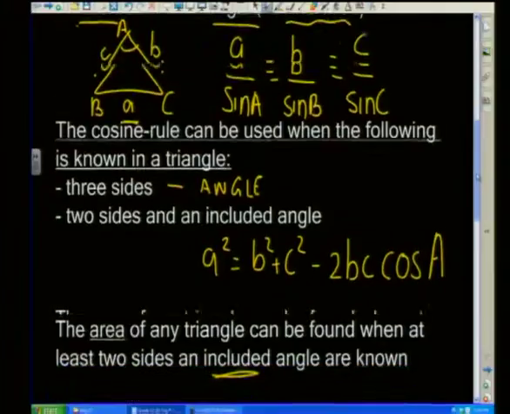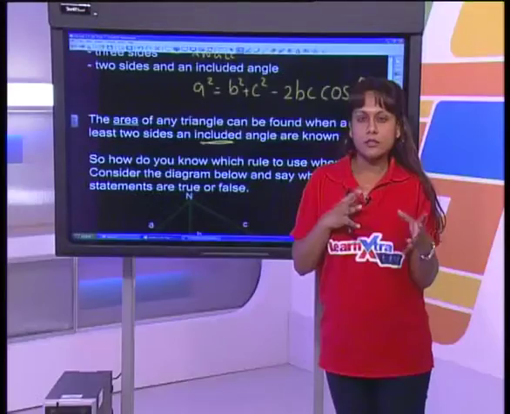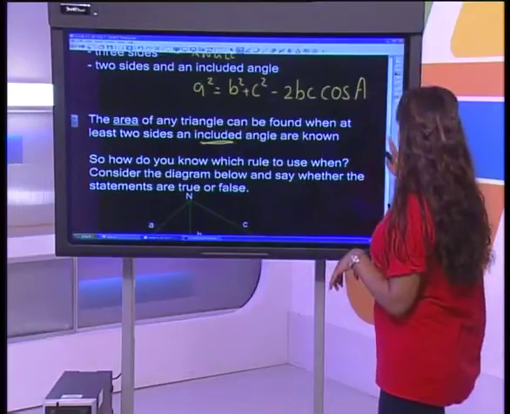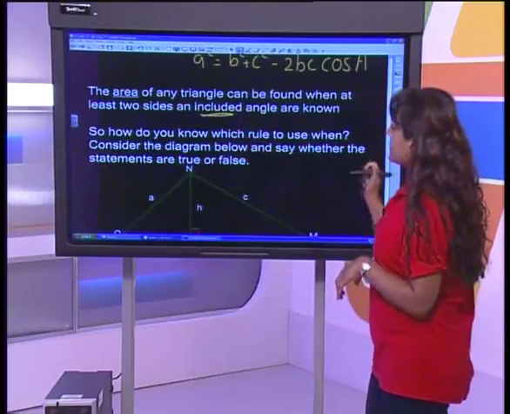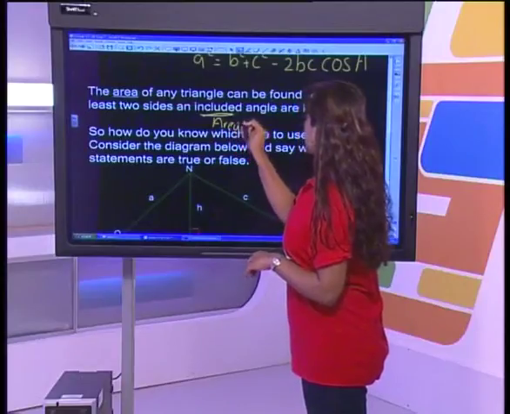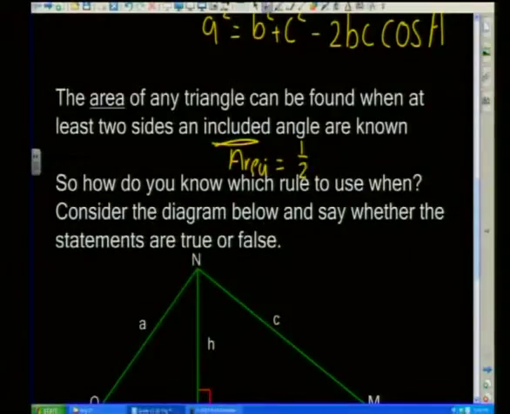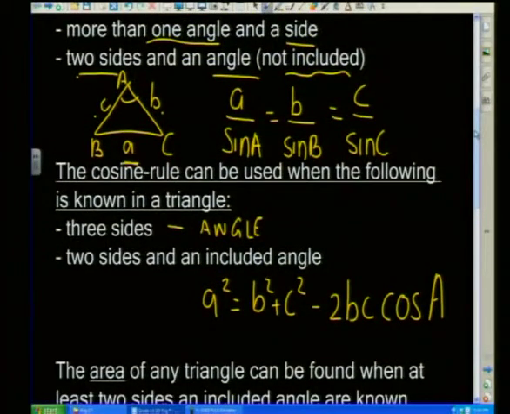And then obviously you can manipulate the formula. So you can manipulate the cos formula to look for the angle. If you've got all three sides, you can rewrite the formula and then work out what the angle is. The area rule, remember, that's for any triangle where you've got two sides and an included angle, then your area is equal to a half of, so if I've got, for example, side b and side c, it would be a half bc sine of angle A.